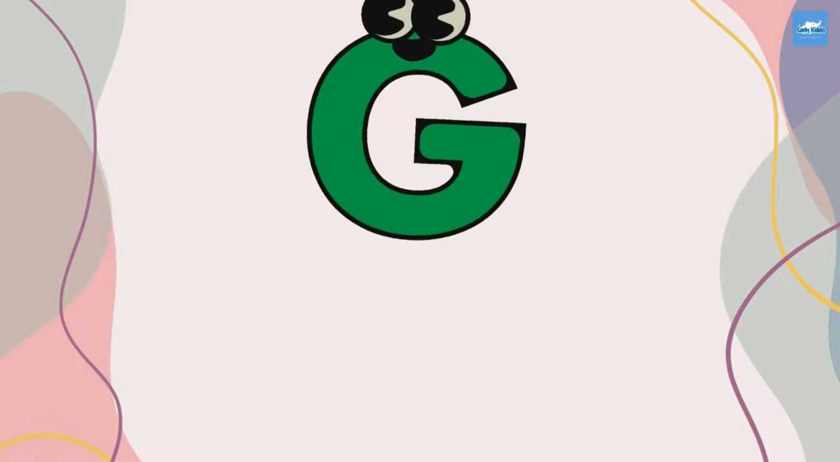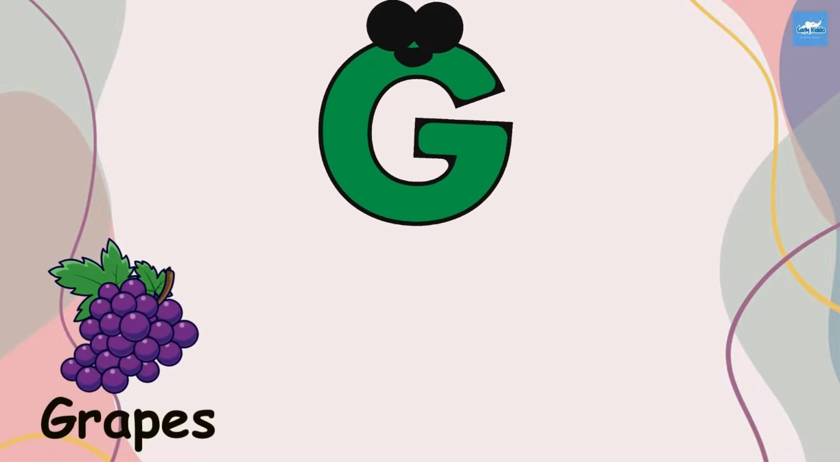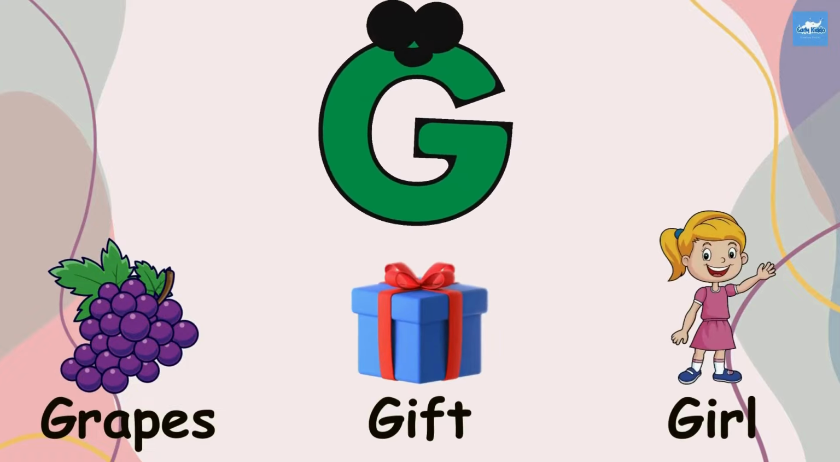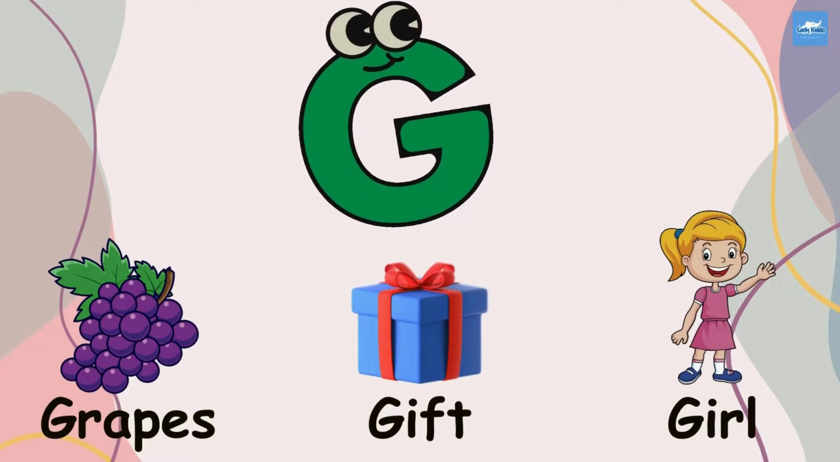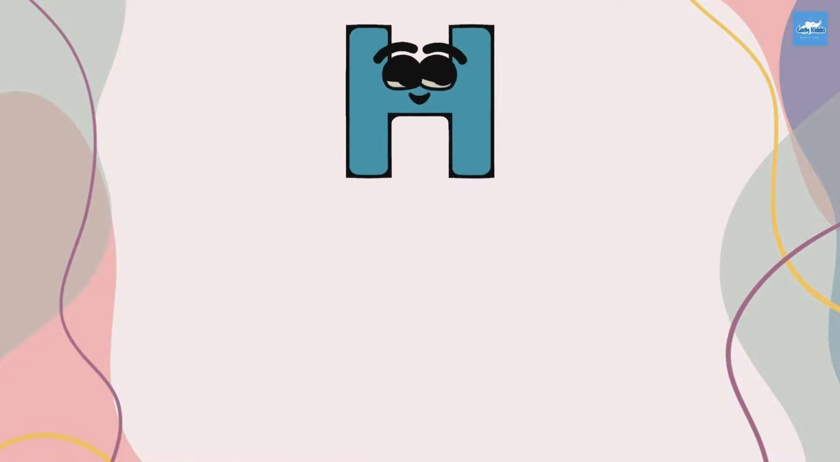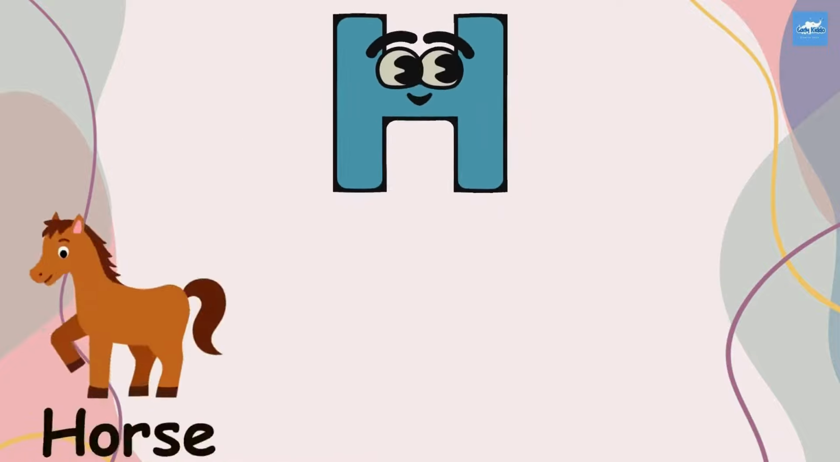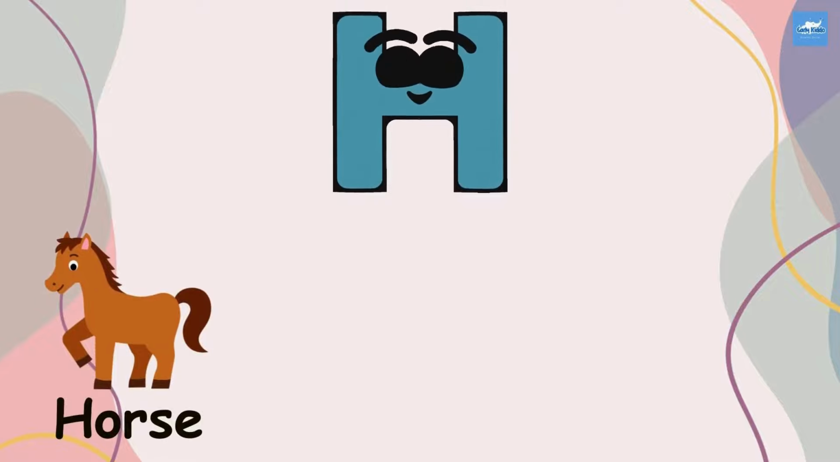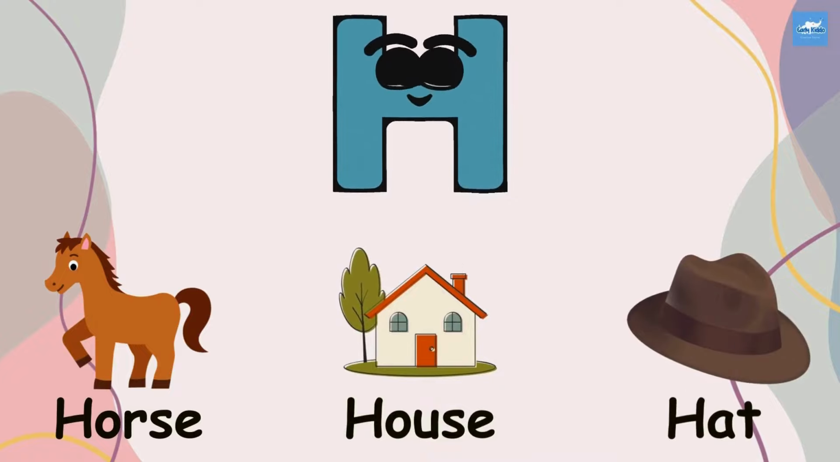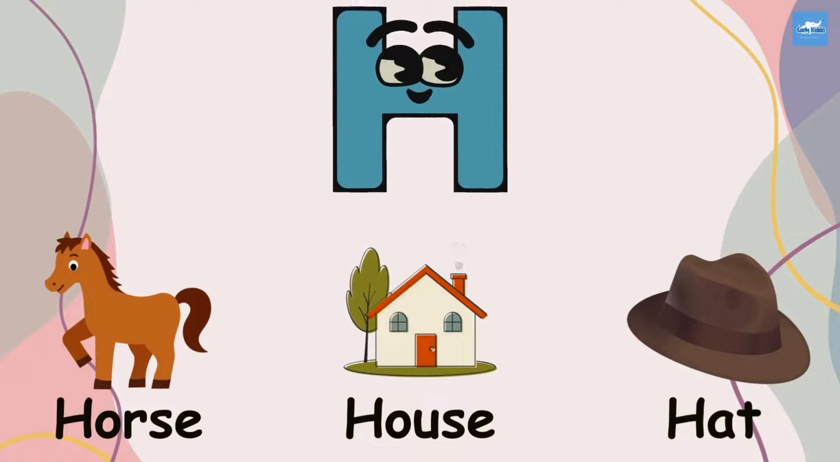Letter G. G for grapes. G for gift. G for girl. G says g, g, g. Letter H. H for horse. H for house. H for hat. H says ha, ha, ha.